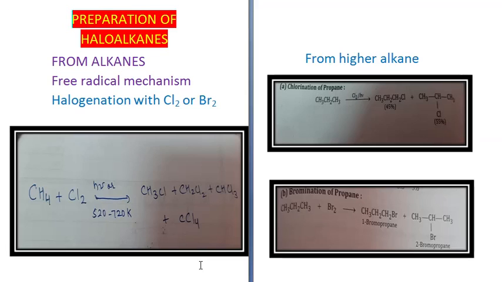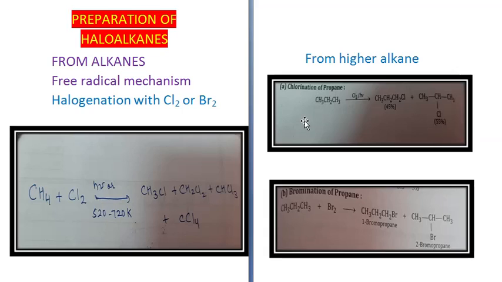But from higher alkanes, when halogenation is done, like in case of propane, butane and other alkanes, then in that case we get the isomers of haloalkanes. See, we have taken over here the example of chlorination of propane. Now chlorination of propane means propane formula is CH3, CH2, CH3.